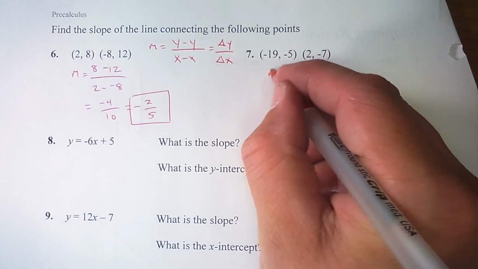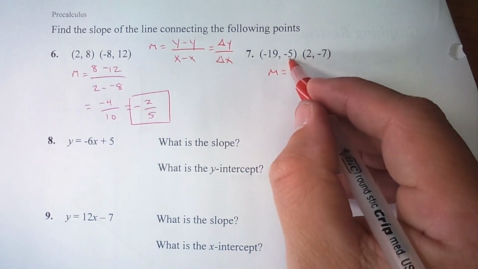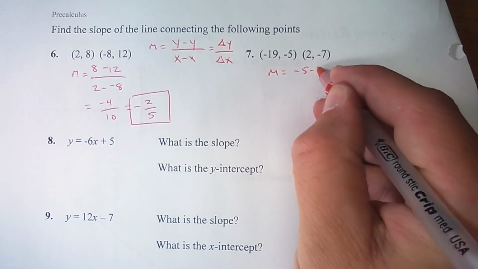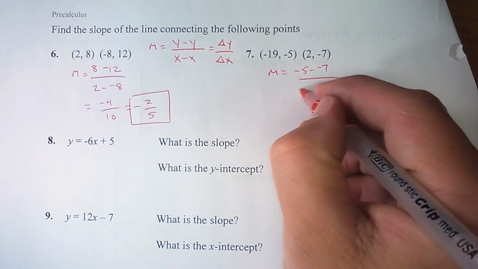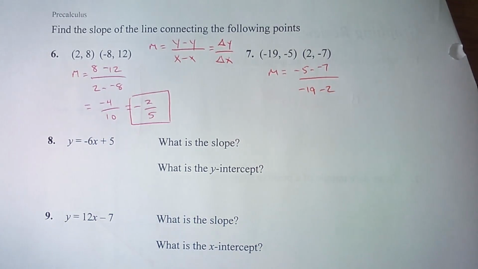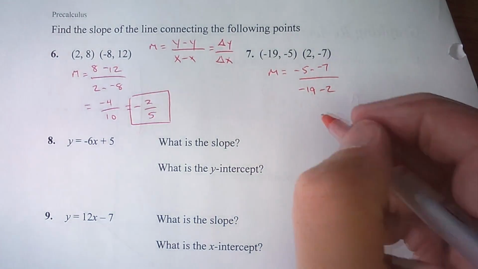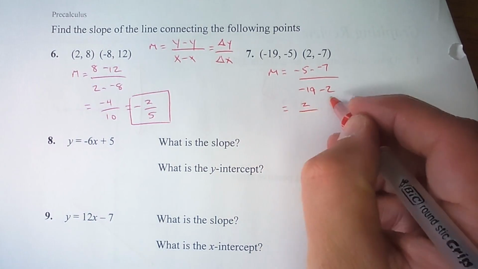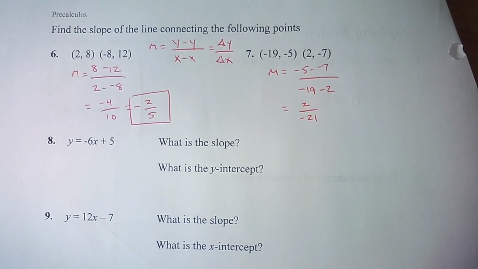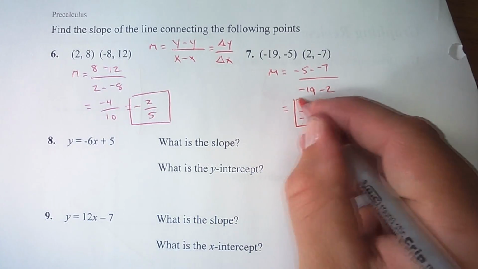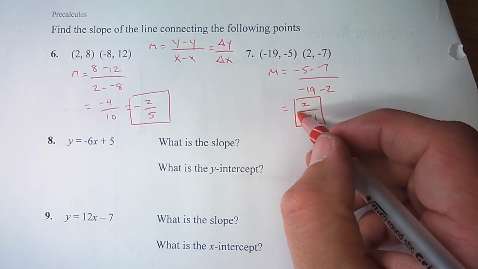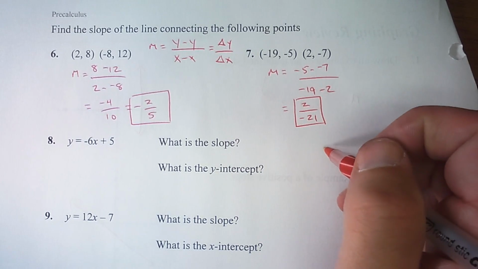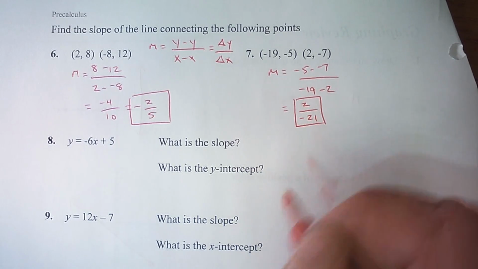Okay, next, y minus y, negative 5 minus negative 7. X minus x, negative 19 minus 2. So we have 2 over negative 21. And I can just put a box around that. I could rewrite it as a negative in front and then 2 over 21, but it does not make a mathematical difference, so I'm just going to box that.